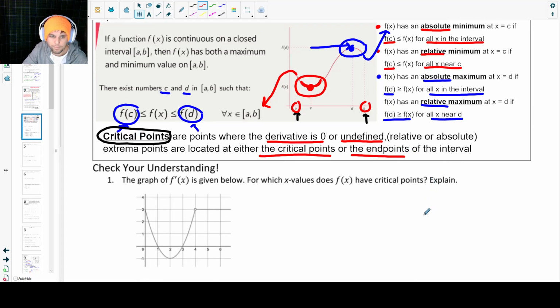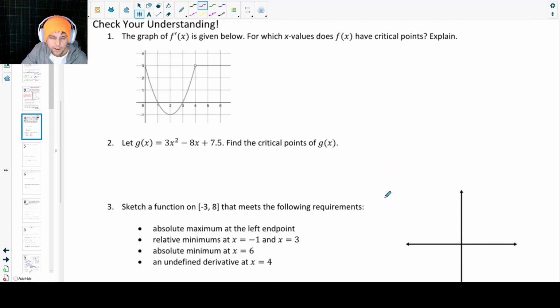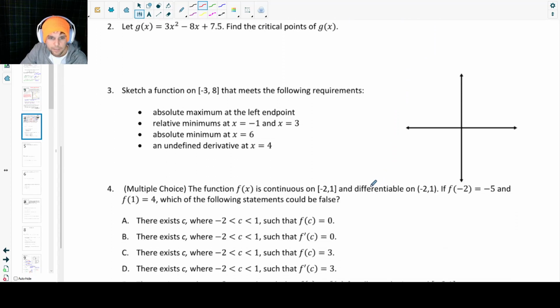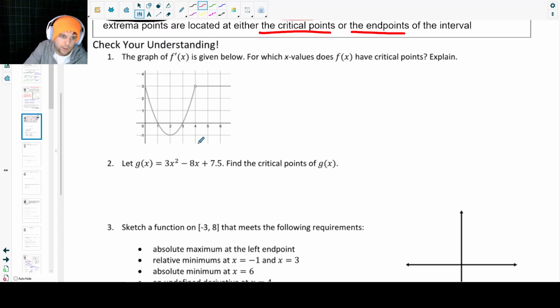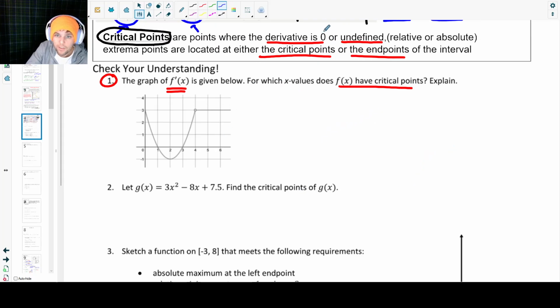So I'm going to actually go down here and take a look at these two here. I'm going to start with question number 1. It says the graph of f prime is given below. So this is our derivative. For which x values does f of x have critical points? So we're just identifying the critical points. Again, critical points occur when the derivative is 0 or undefined.